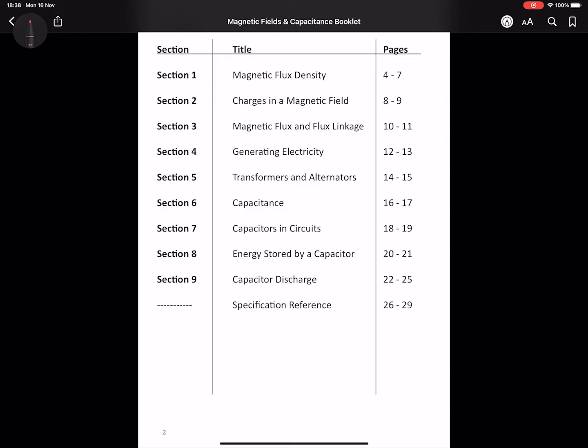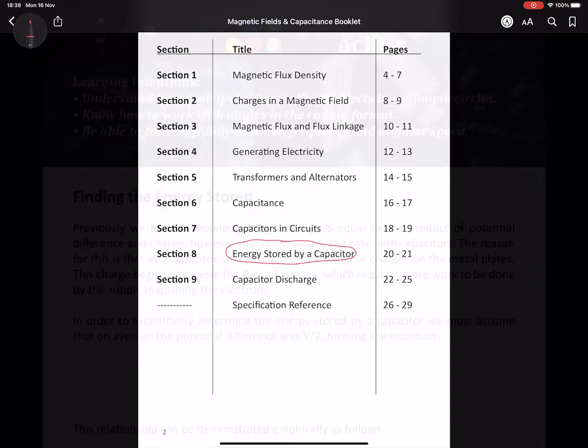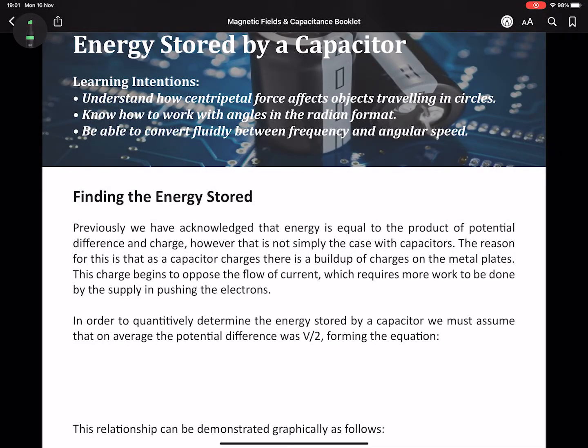In this video we'll be looking at the energy stored by a capacitor. Now we know that energy is directly related to potential difference and charge, based on the definition for potential difference from the electricity topic, where we stated that potential difference is the energy transferred per unit charge. Now in this case, with a capacitor, we're building up charge on both plates.